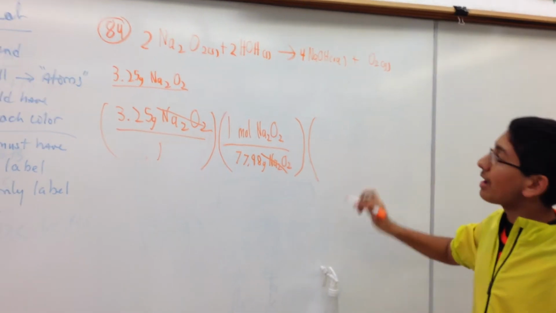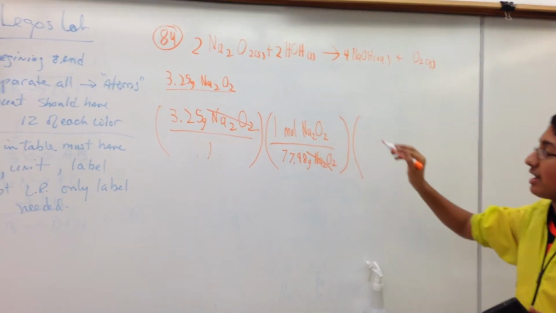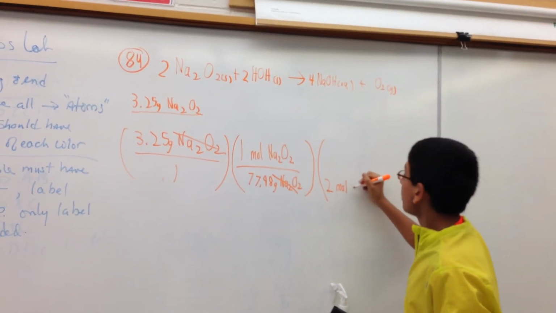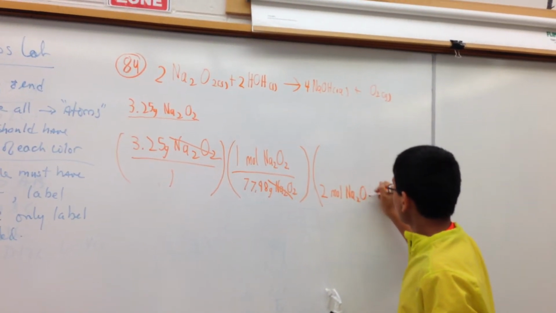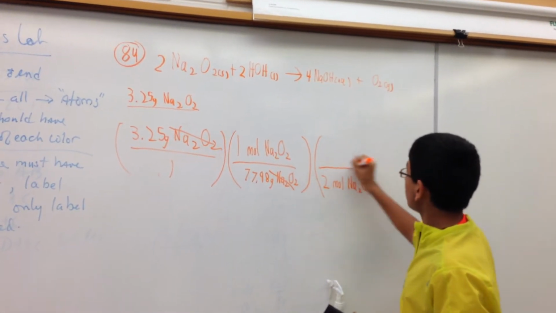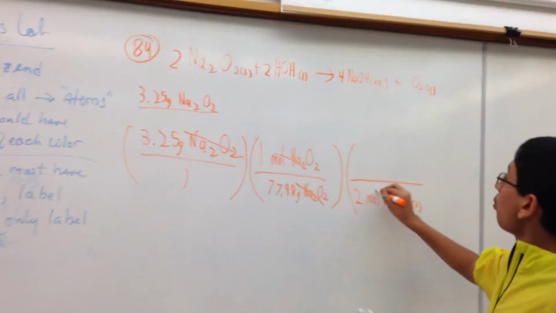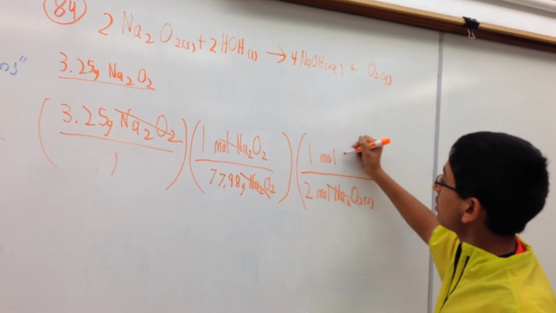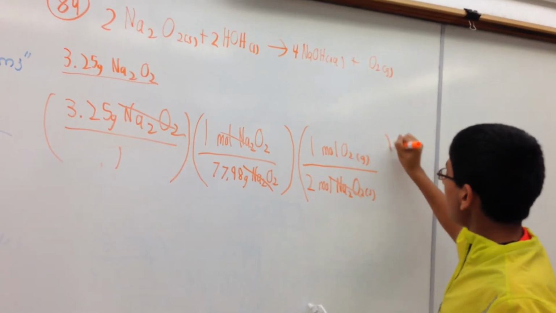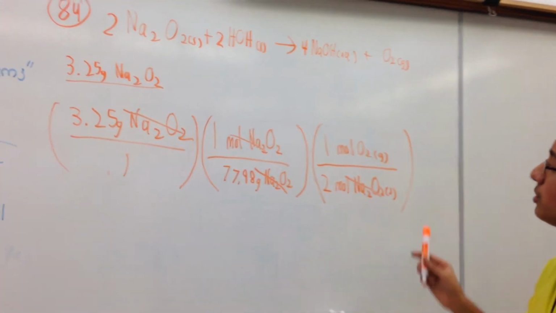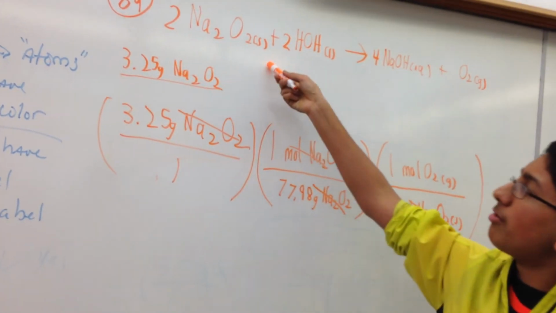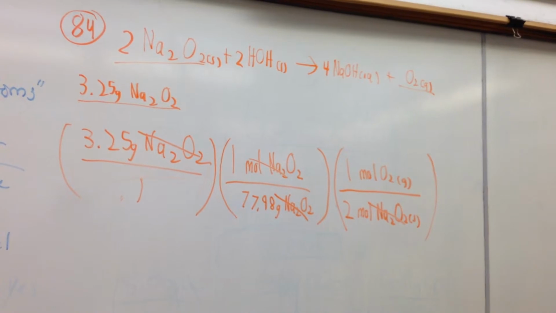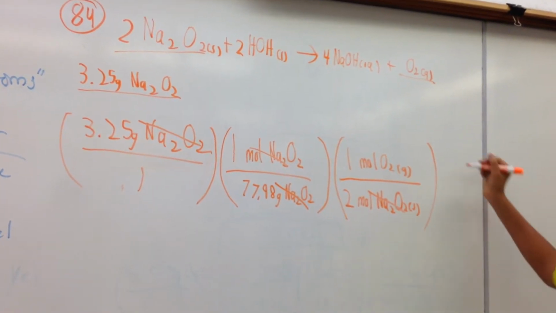And our mole ratio, this is why it's important to balance our chemical reaction, otherwise we'll get the wrong mole ratio. So on the bottom here, we're going to put 2 moles of sodium peroxide, and on the top, we're going to have 1 mole of oxygen gas. Now, do you see where I got that? For every 2 moles of sodium peroxide, it produces 1 mole of oxygen gas. Okay, so now we have moles of oxygen gas.